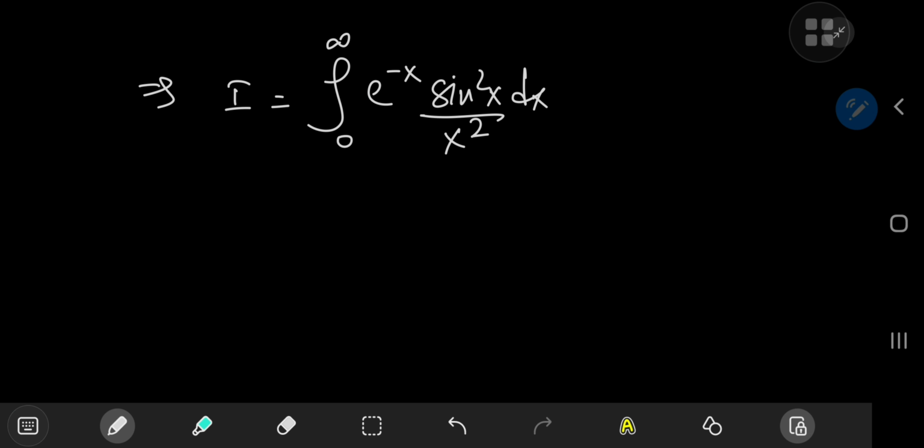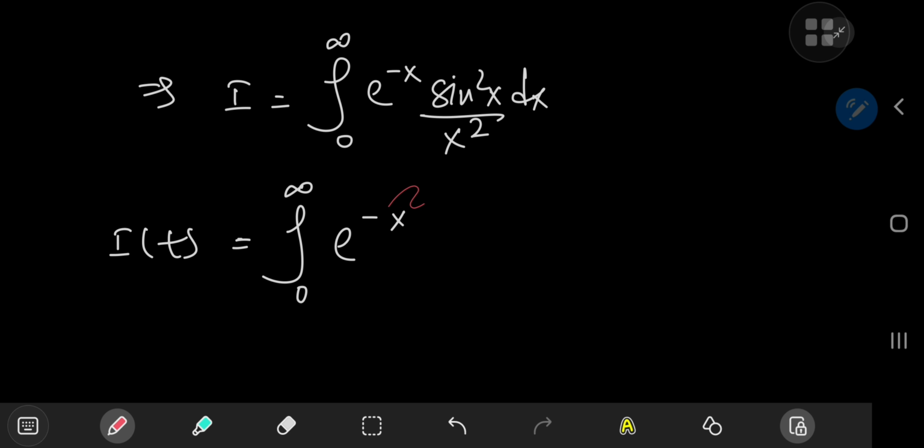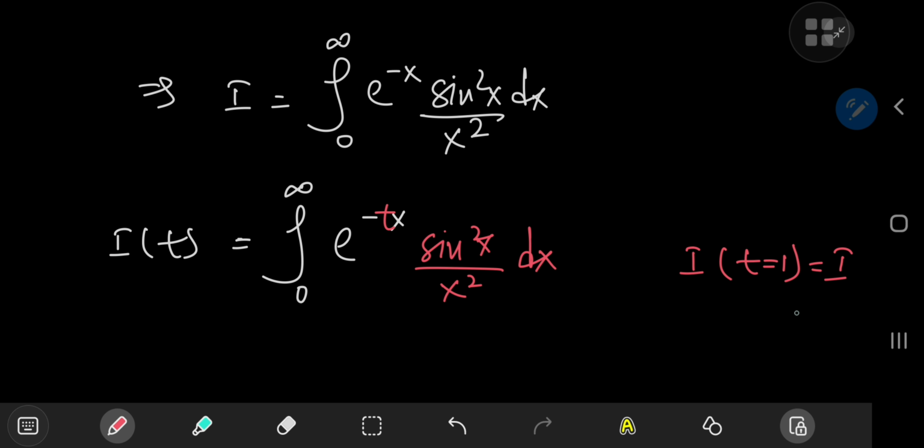Now that we have this nice structure, we can define our integral function I of some parameter, let's call it t. So where exactly do we place the parameter t? A nice choice here would be as part of the argument of the exponential function. So we have e to the negative tx times the square of the sine of x divided by x squared dx. And our target case here is that of t being equal to 1. That will give us our target integral I. And let's define t here to be a non-negative parameter. And that will come in handy later.